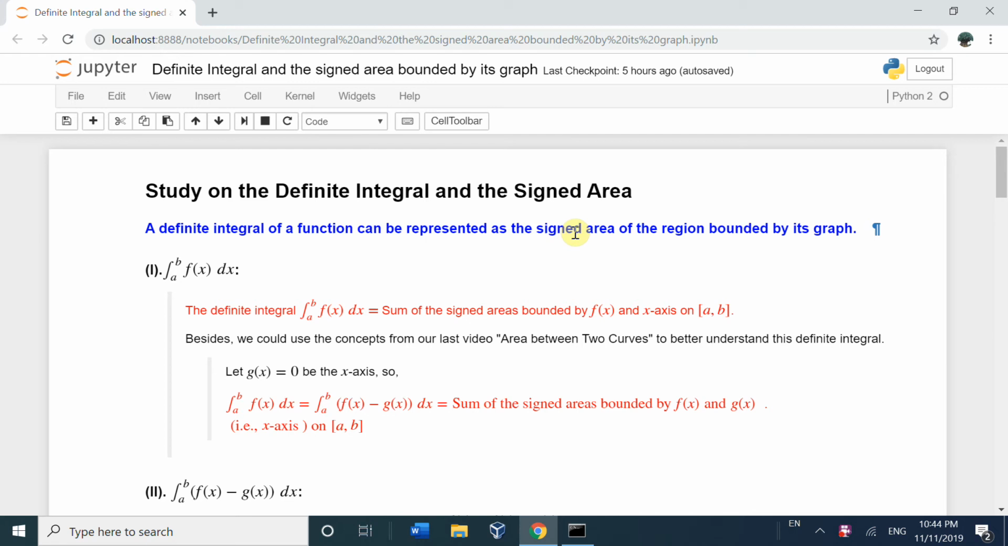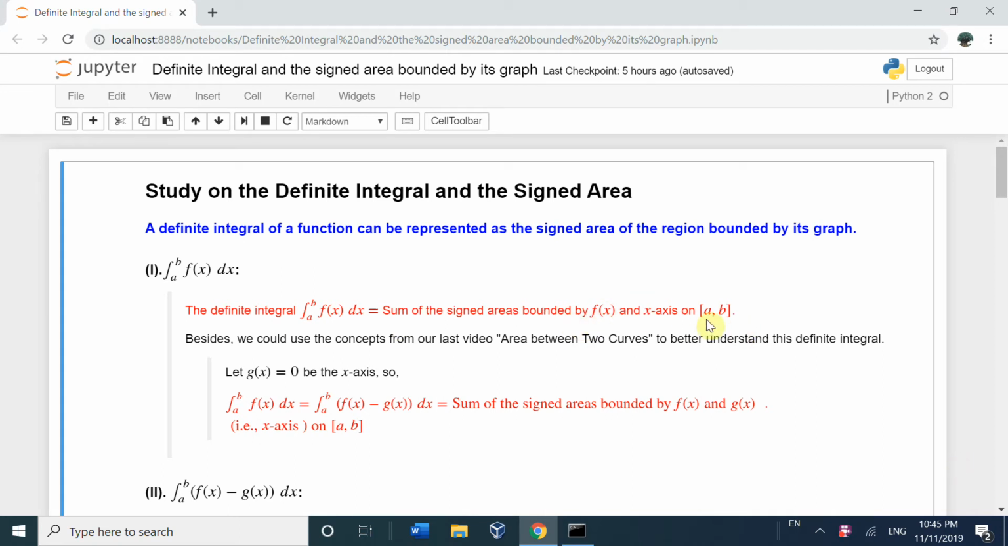Let's talk about the definite integral and the signed area. We know the solution to a definite integral gives us the signed area in the region bounded by its graph. We discuss two cases. Firstly, for the integral from a to b of f of x dx, the solution of this definite integral is the sum of signed area bounded by f of x and the x-axis on interval a to b.